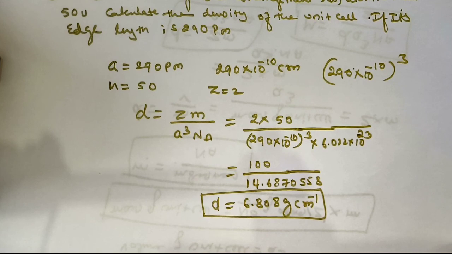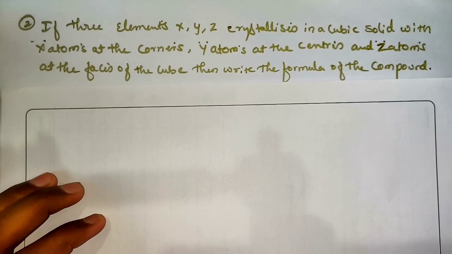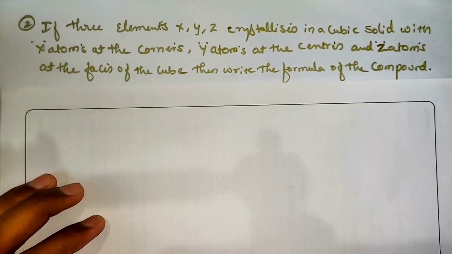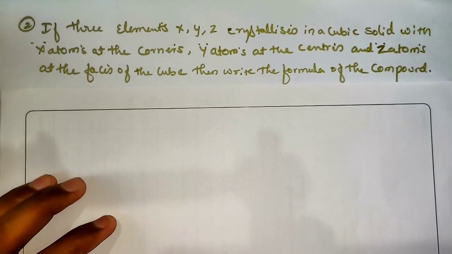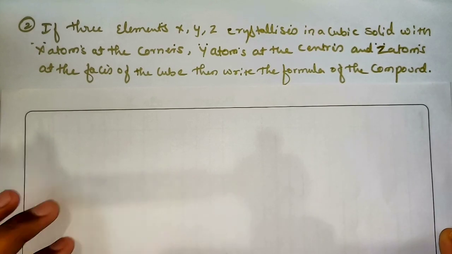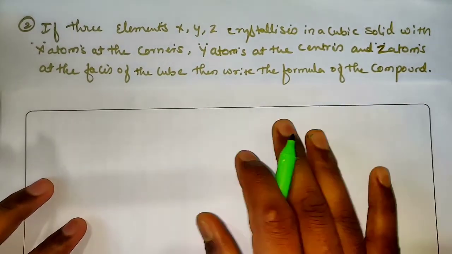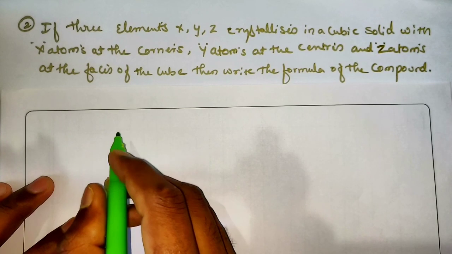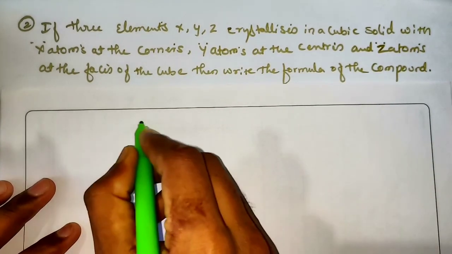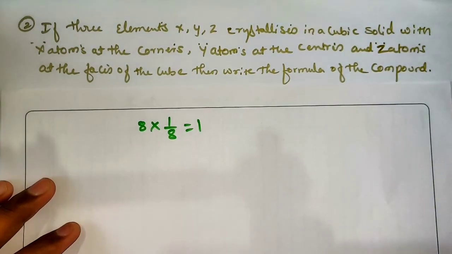Based on this, you can take many problems and solve them. Next important problem of the solid state: if three atoms X, Y and Z crystallize in a cubic solid with X atoms at the corners, Y atoms at the center and Z atoms at the faces of the cube, then write the formula of the compound. X atoms present in the corners come under the simple cubic unit cell, so X per unit cell is 8 into 1 by 8, that is 1 atom.